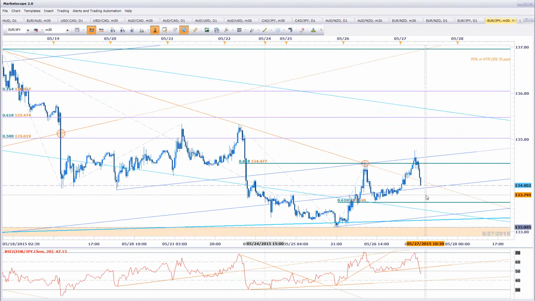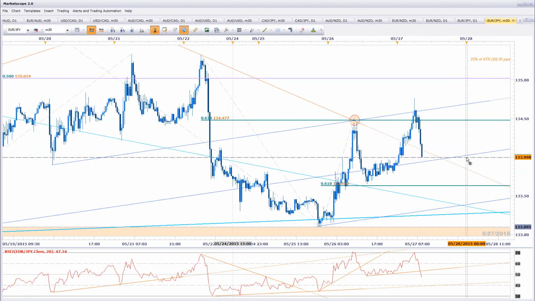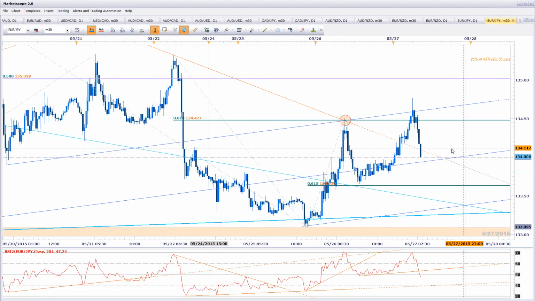All right, so we remain constructive above 133.50. Might get a drop back into this median line here. Look for momentum to hold 40 and a topside trigger to possibly get back on the long side of Euro Yen.